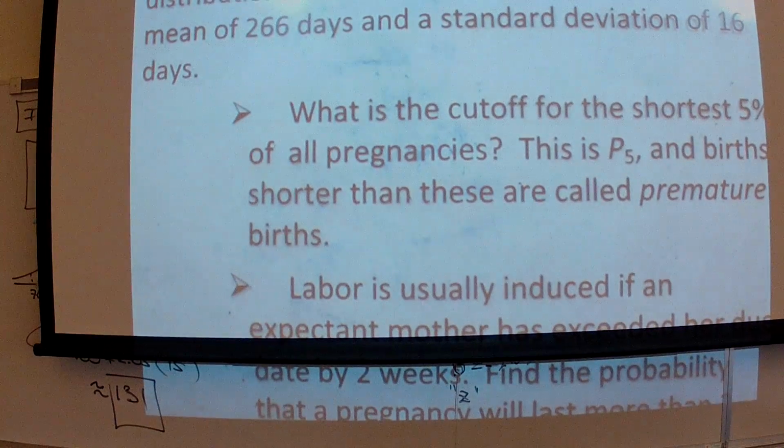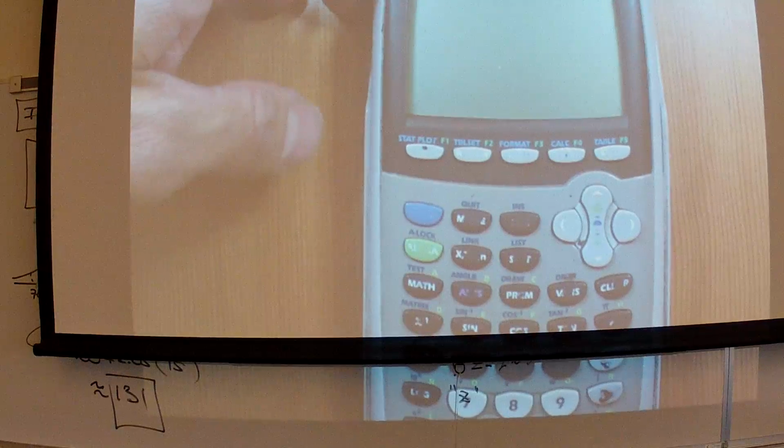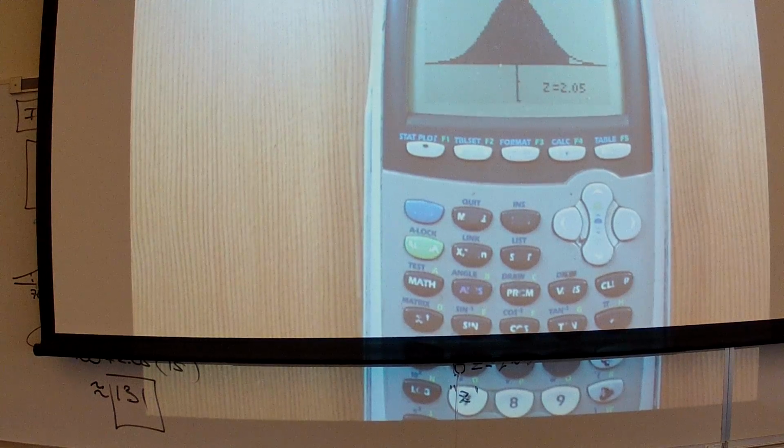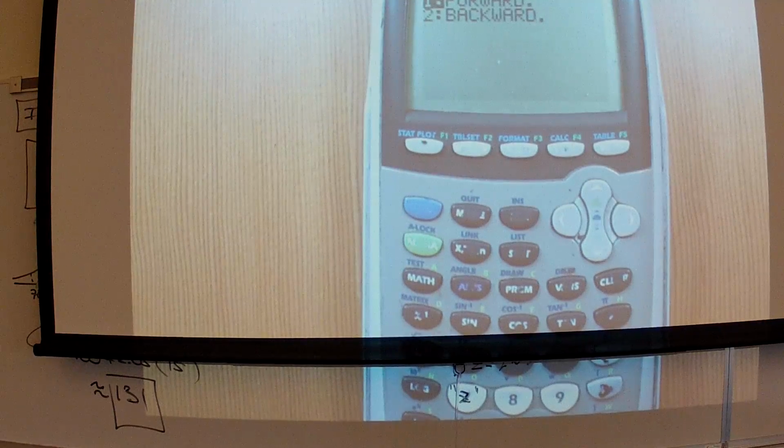So yes, we come back in here. Very nice. Fire it up. We're done with that. More problems, more probabilities? Yes. It's still a backwards problem.